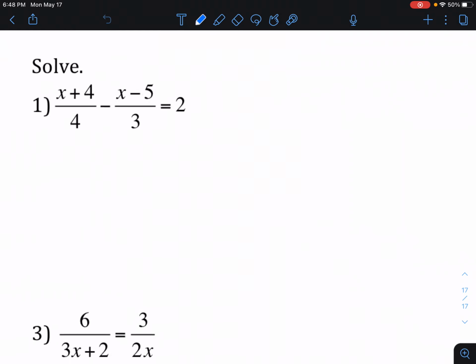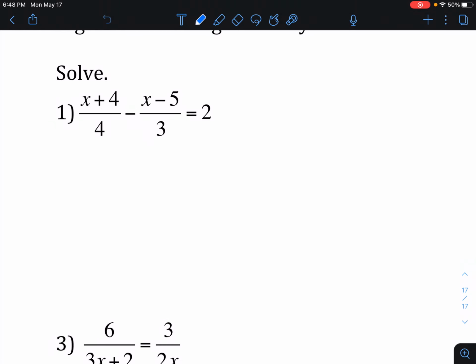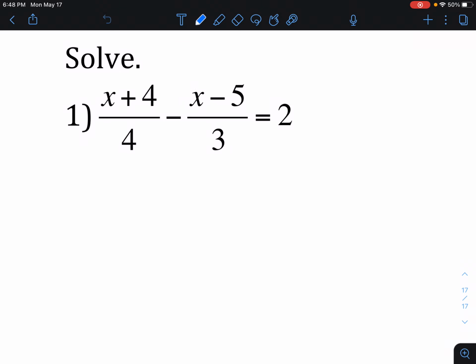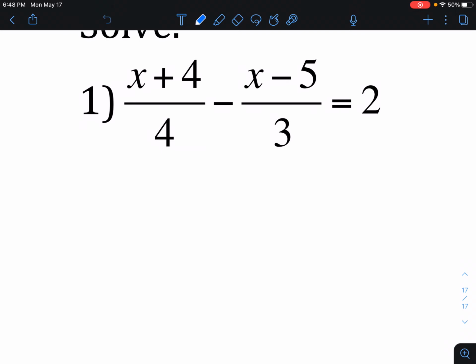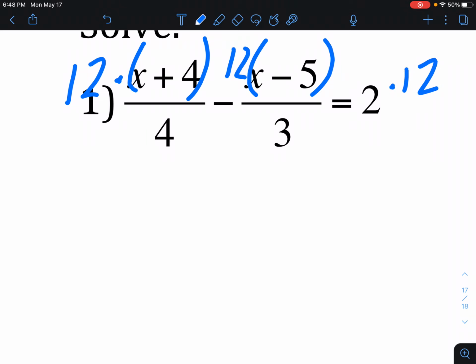So let's start off with number one. We want to get rid of the fractions here. If you did not watch the older videos for this, you definitely want to stop this video and go back and watch them. This isn't as detailed as a normal lesson would be. It's a little bit quicker. So we have to get rid of the fraction. We have denominators of 4 and 3. That makes an LCD of 12. So we multiply by 12. And even the 2 also gets multiplied by 12.